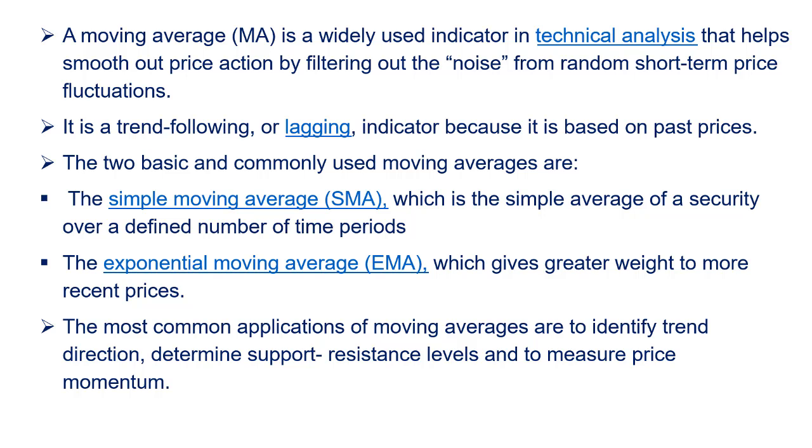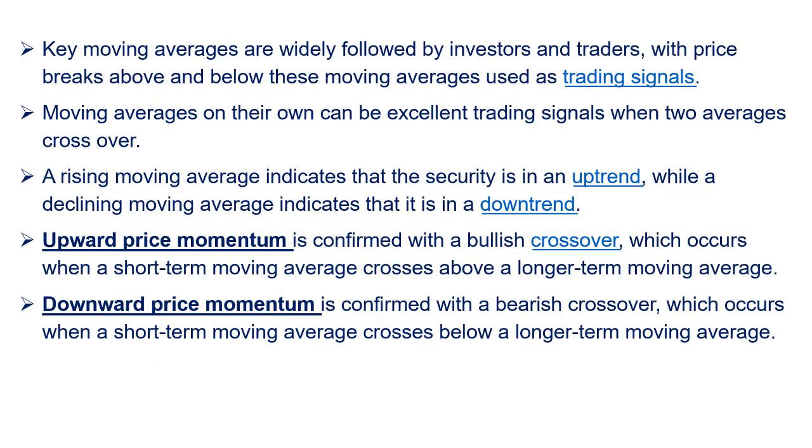Now, the two basic and commonly used moving averages are the simple moving average, which is just a simple average of a security over a defined number of time periods, and then there's the exponential moving average, which is a moving average which gives a greater weight to the more recent prices. So the most common applications of a moving average are to identify trend direction, determine support resistance levels, and to measure price momentum. So key moving averages are widely followed by investors and traders, with price breaks above or below these moving averages a lot of times used as a trading signal.